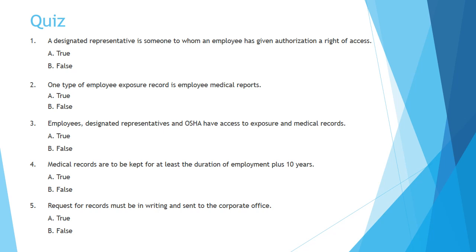3. Employees, designated representatives, and OSHA have access to exposure and medical records. A, true. B, false. 4. Medical records are kept for at least the duration of employment plus 10 years. A, true. B, false. 5. Requests for records must be in writing and sent to the corporate office. A, true. B, false.